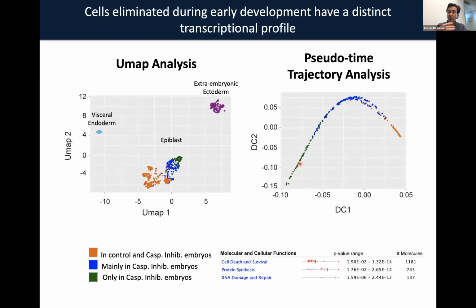And for this reason, for the rest of my talk, I'm going to describe this cluster here as the loser epiblast cluster. Those cells that can be found in both normal embryos and caspase inhibitor-treated embryos I will describe as the normal epiblast, and the intermediate cells I will call intermediate epiblast cells.